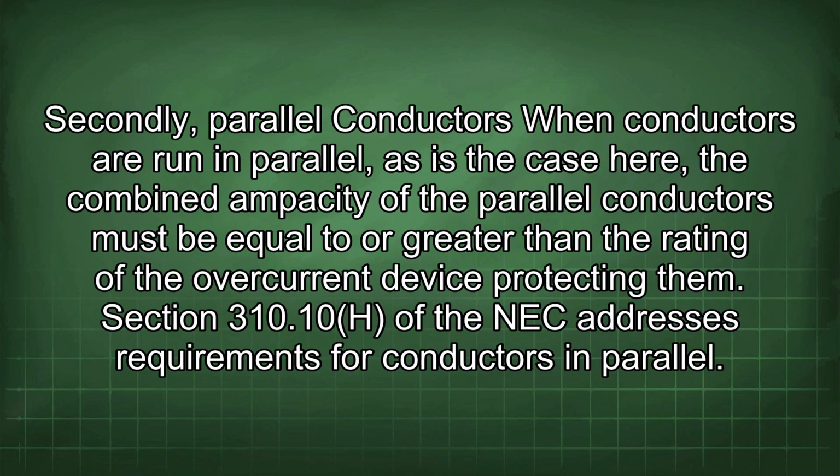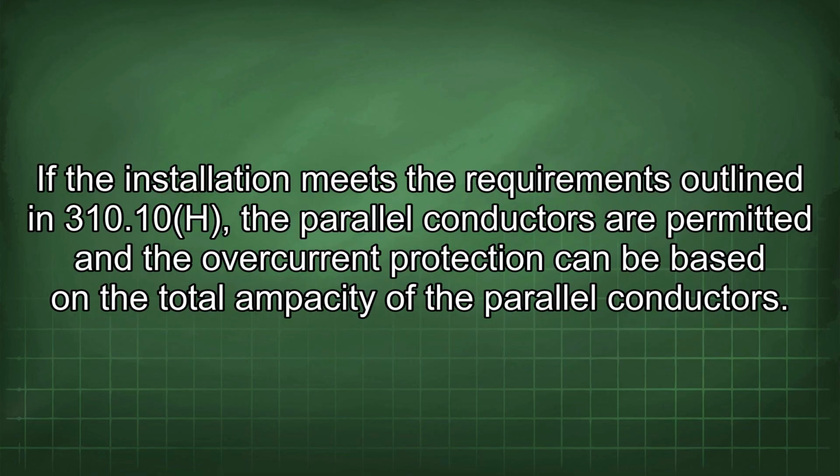Secondly, parallel conductors. When conductors are run in parallel, as is the case here, the combined ampacity of the parallel conductors must be equal to or greater than the rating of the overcurrent device protecting them. Section 310.10(h) of the NEC addresses requirements for conductors in parallel. If the installation meets the requirements outlined in 310.10(h), the parallel conductors are permitted and the overcurrent protection can be based on the total ampacity of the parallel conductors.